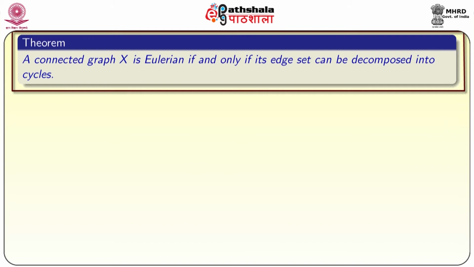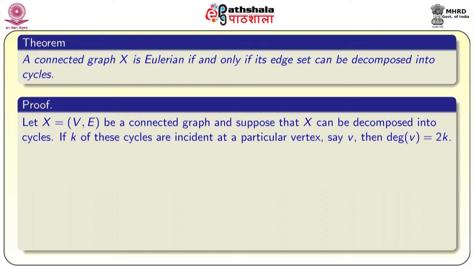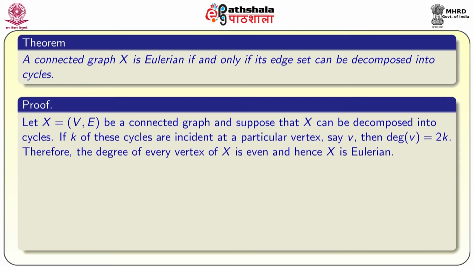Now, another necessary and sufficient condition for a graph to be Eulerian is: a connected graph X is Eulerian if and only if its edge set can be decomposed into cycles. The proof: let X equal to (V, E) be a connected graph, and suppose that X can be decomposed into cycles. If k of these cycles are incident with a particular vertex, say V, then the degree of V is equal to 2k. Therefore, the degree of every vertex of X is even, and hence X is an Eulerian graph.